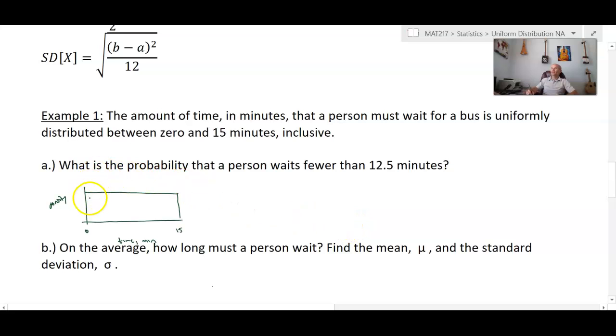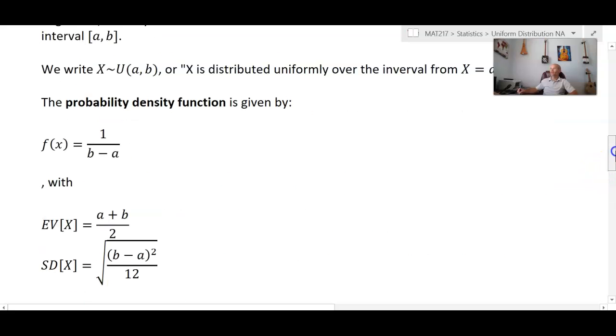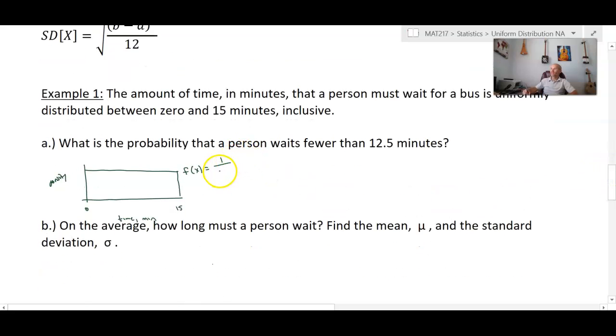And that means that since we know the area of this is equal to 1, this function is going to be modeled by 1 over B minus A, that's our probability density function, which is 1/15. And you can just verify that if you take length times height, or width times height, 15 times 1/15, the area under this curve needs to be 1.